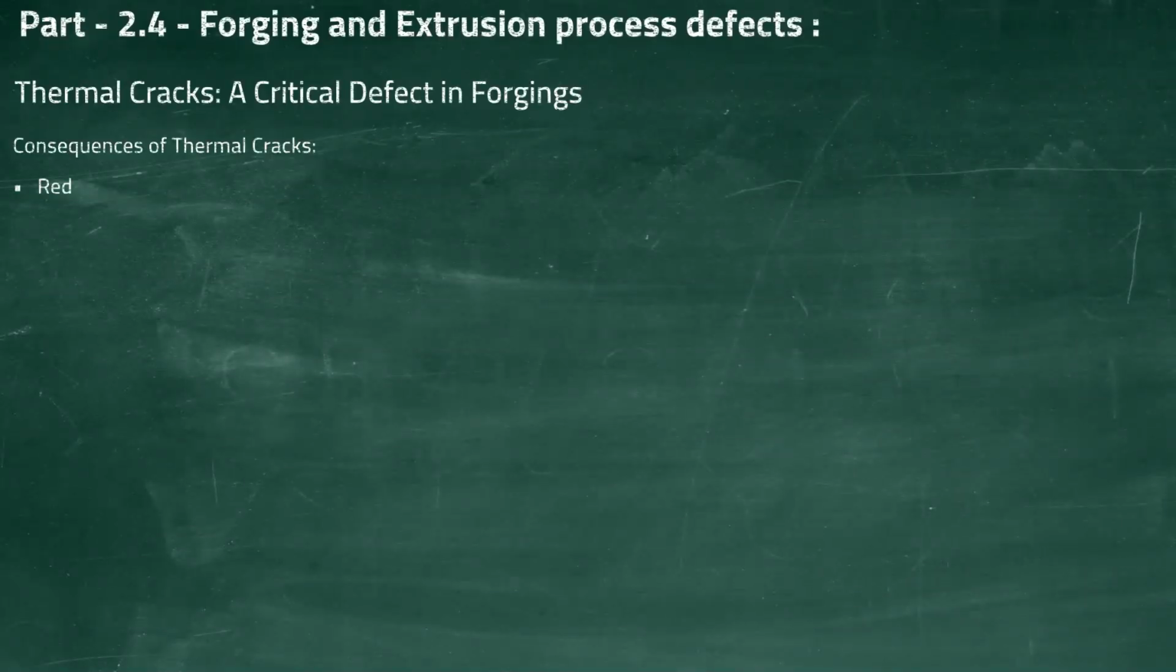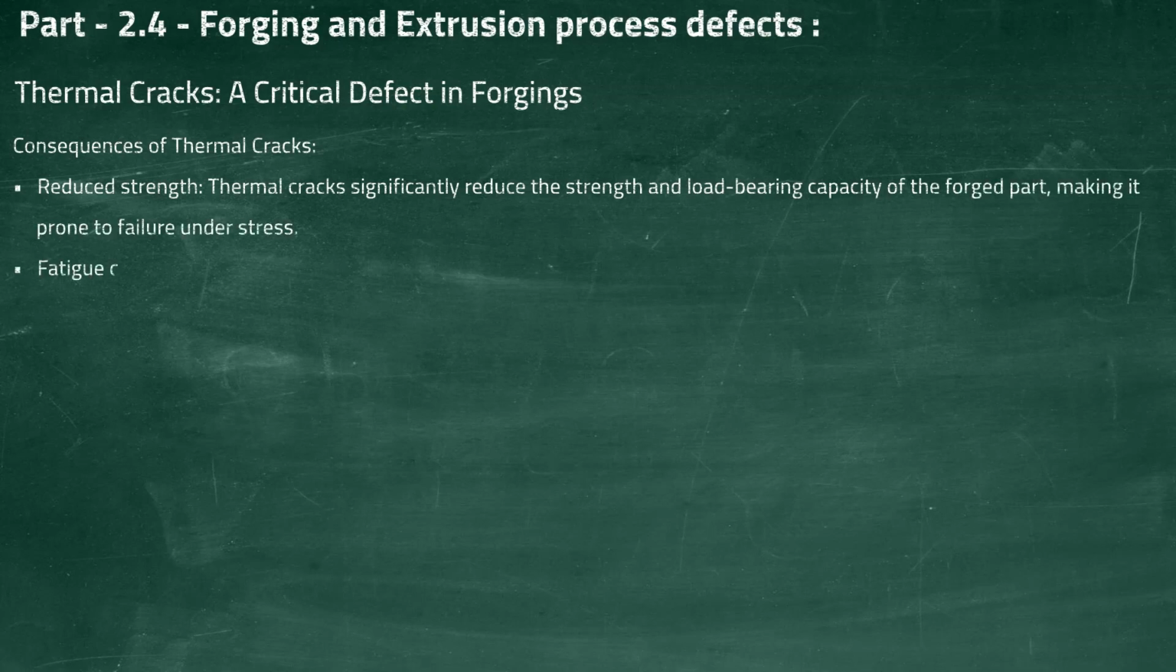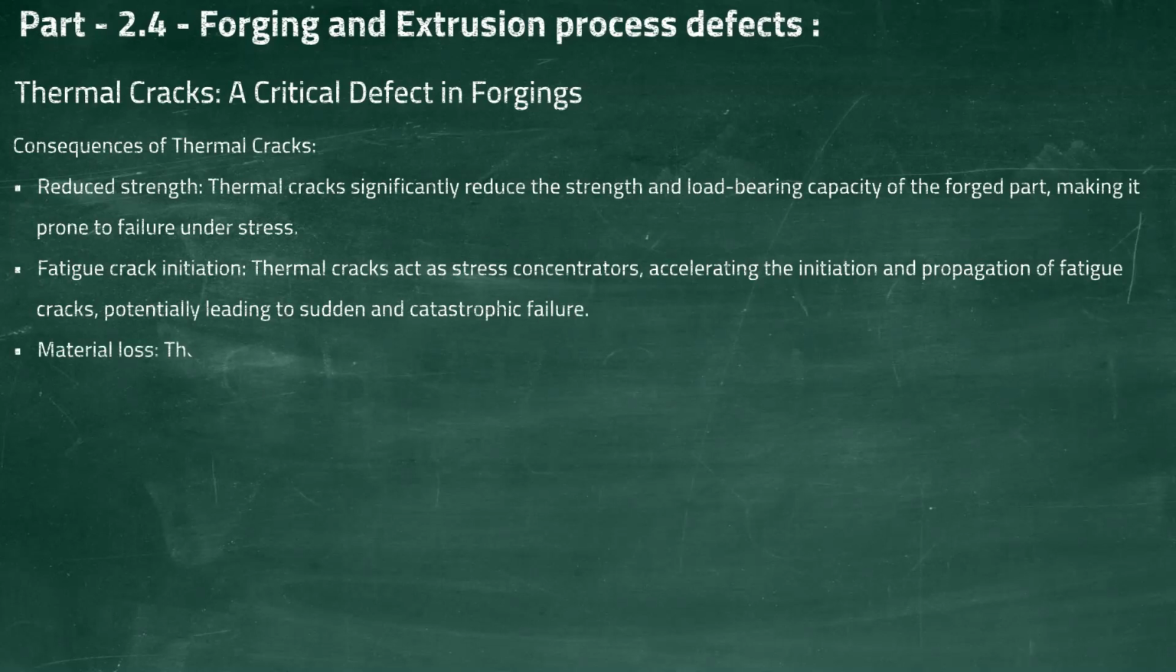Consequences of thermal cracks. Reduced strength. Thermal cracks significantly reduce the strength and load-bearing capacity of the forged part, making it prone to failure under stress. Fatigue crack initiation. Thermal cracks act as stress concentrators, accelerating the initiation and propagation of fatigue cracks, potentially leading to sudden and catastrophic failure.